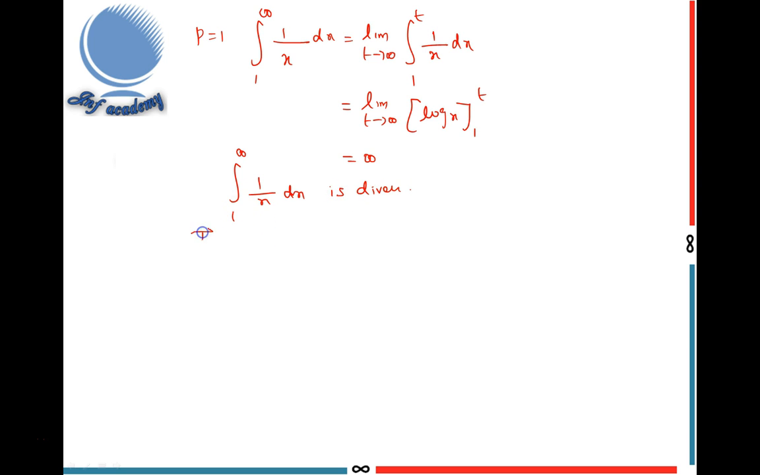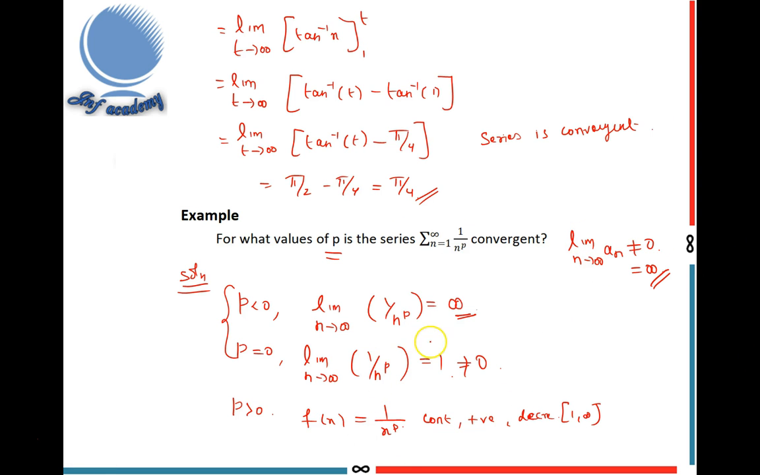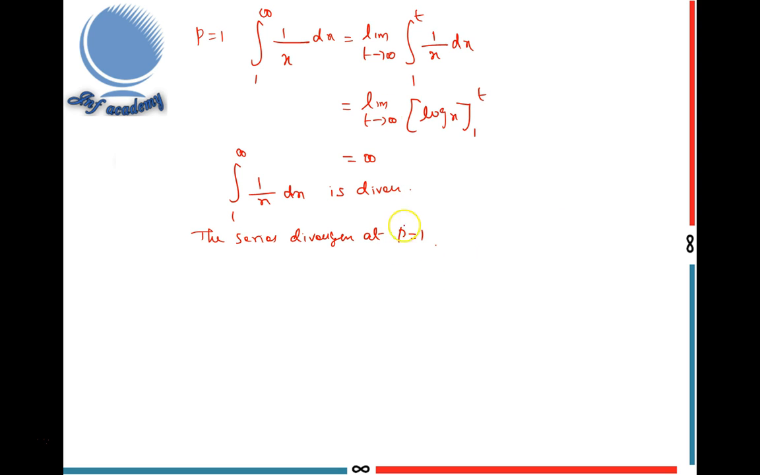So the series is also divergent at p equal to 1. Earlier I explained that the series is also divergent for p less than 0 and p equal to 0. So I write that the series is divergent if p is less than 0 and p equal to 0, and this is also true. The series is also divergent at p equal to 1. So next I analyze p greater than 1, that means p not equal to 1.